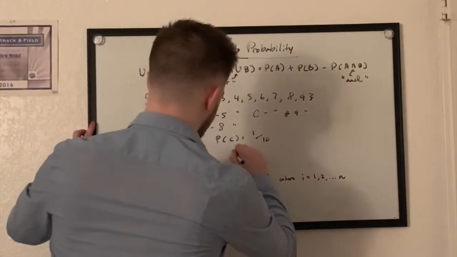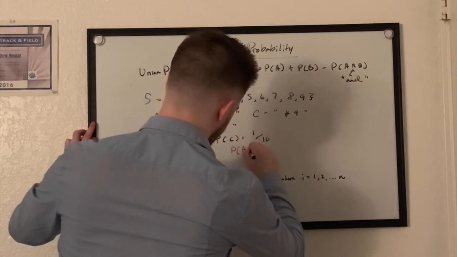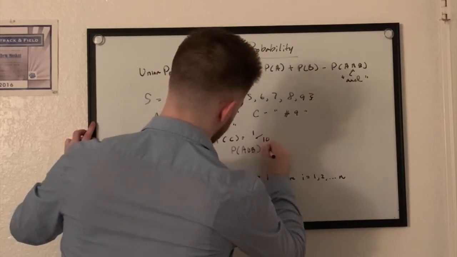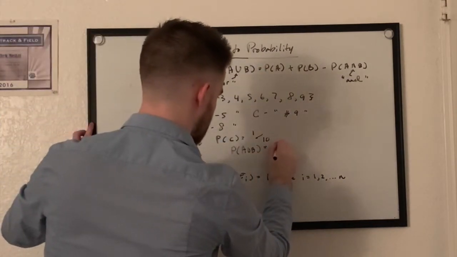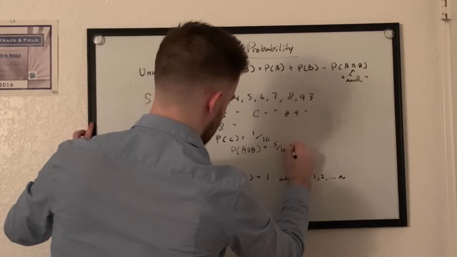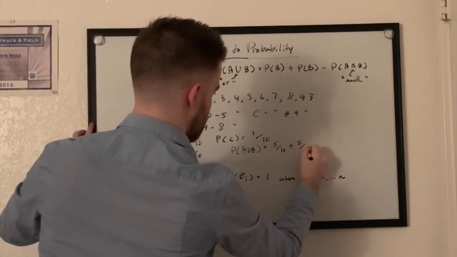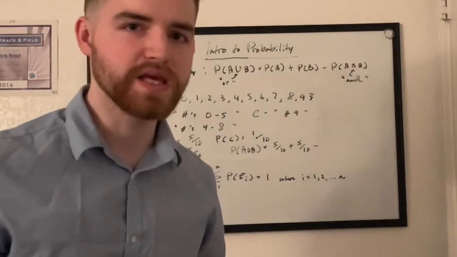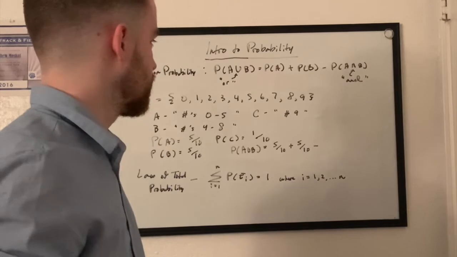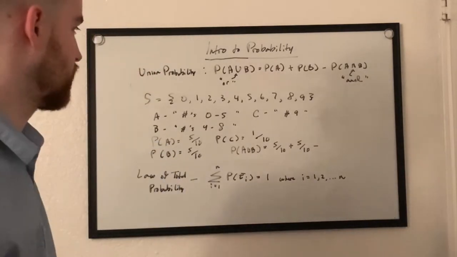So the probability that, using our formula, probability A or B occurs is equal to the probability of A, 5/10, plus probability of B, 5/10, minus the probability of A and B. What is the probability of A and B occurring at the same time? What this means is, what is their intersection? What lies within the middle of them?